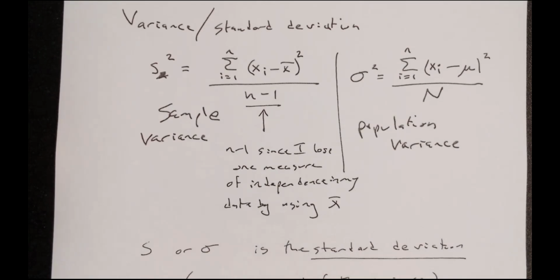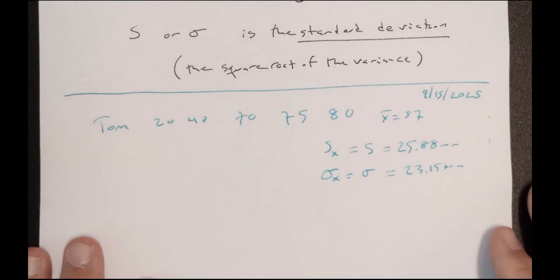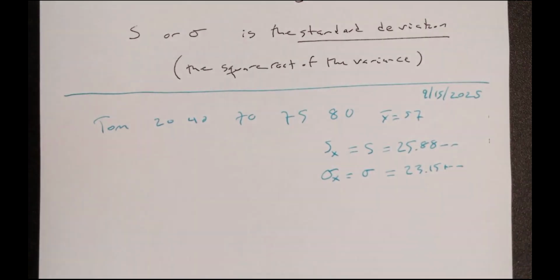I'm adding up a bunch of squares. Squares are always positive, or at the very worst, they're 0. And then I'm dividing by a positive number. I have to have a positive thing for s squared or sigma squared. When I take the square root, I get a positive square root. I'm done. The only way my variance or standard deviation will be 0 is if all the numbers are exactly the same. The only way you have no variance is if you really only have one data point hit as many times as you want.